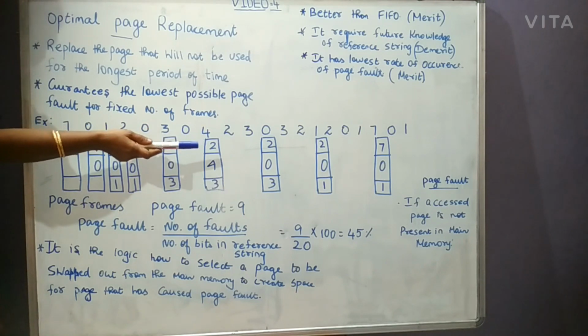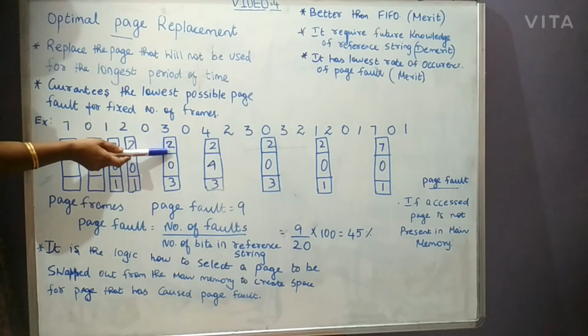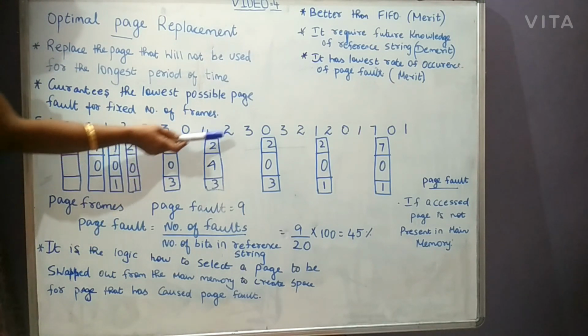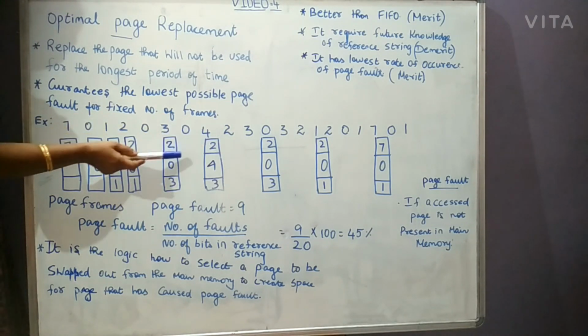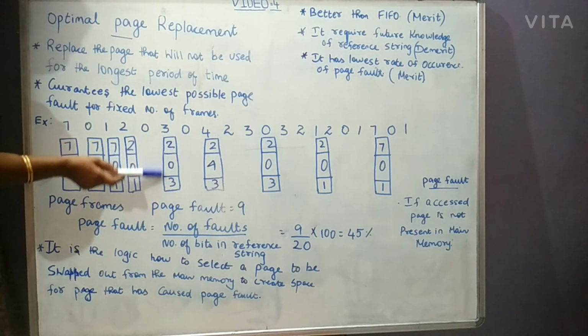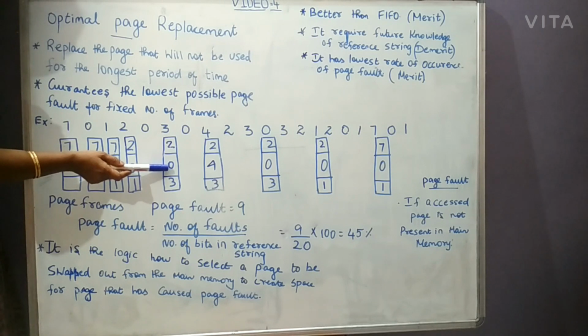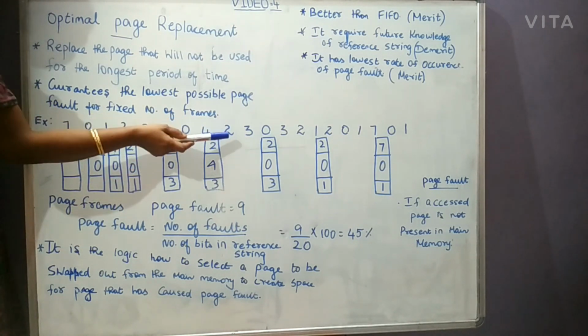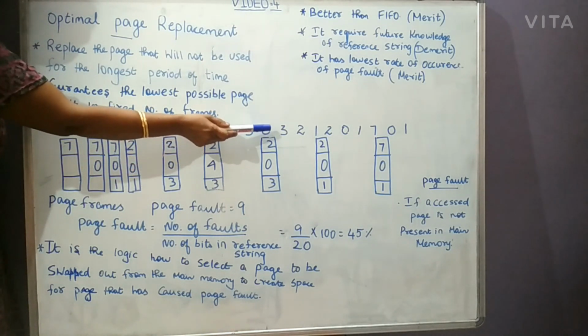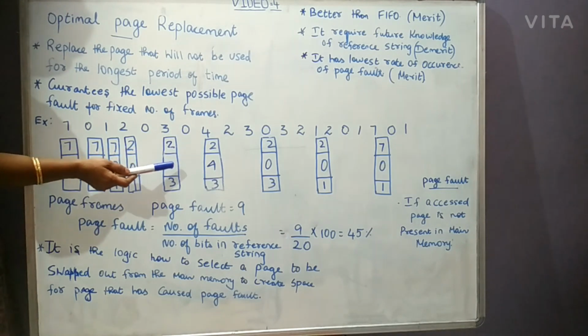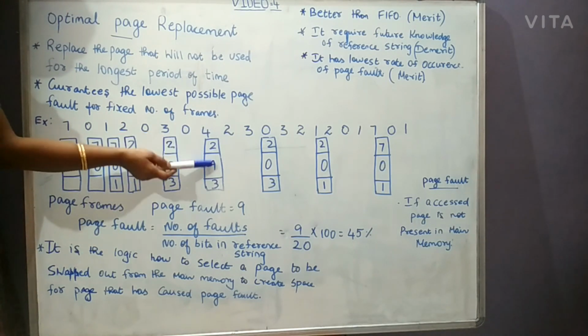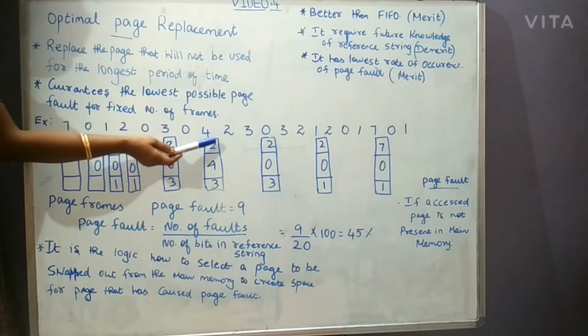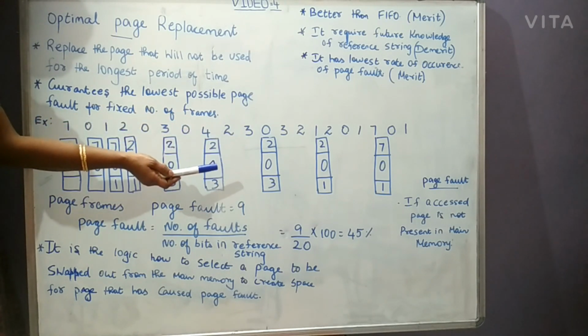Then 4. Here 2 I am going to use, 3 I am going to use, and 0 is the longest. Compared to these, 0 is the longest time. So 2, 3, 0: 0 is the longest. So in place of 0, I am replacing 4. 2 is already there, 3 is already there.